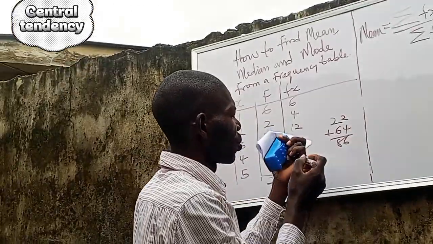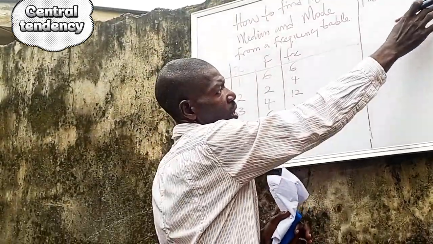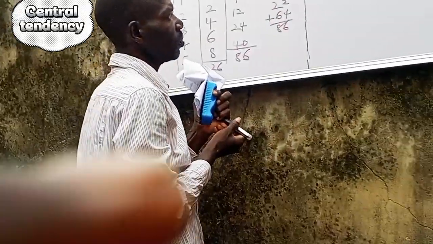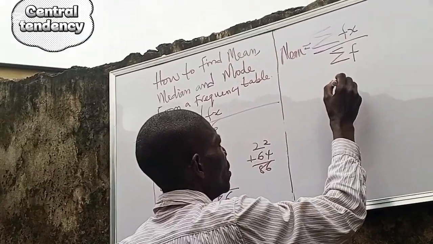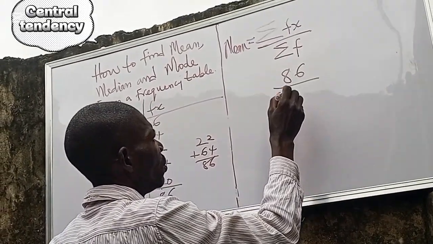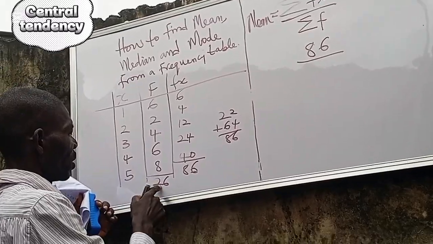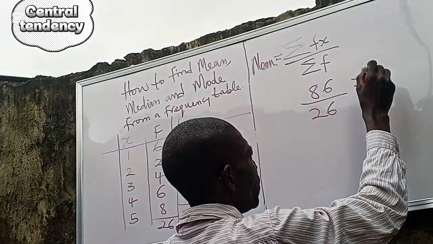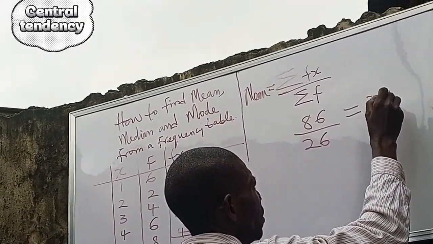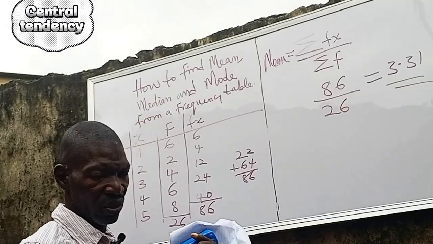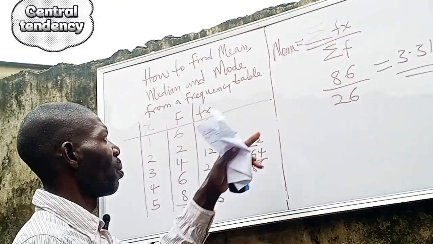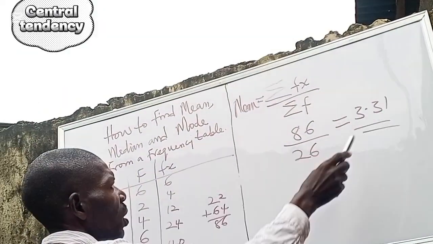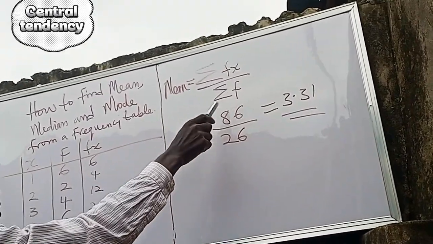So mean is equal to summation fx over summation f. We have gotten our summation fx to be 86, divided by summation f, which is 26. So that is simply 3.31. Is that understood? So our mean here from this frequency table is simply 3.31. That is applying this formula.